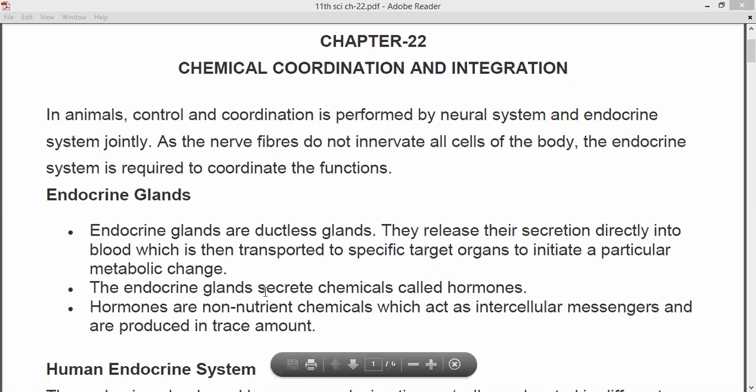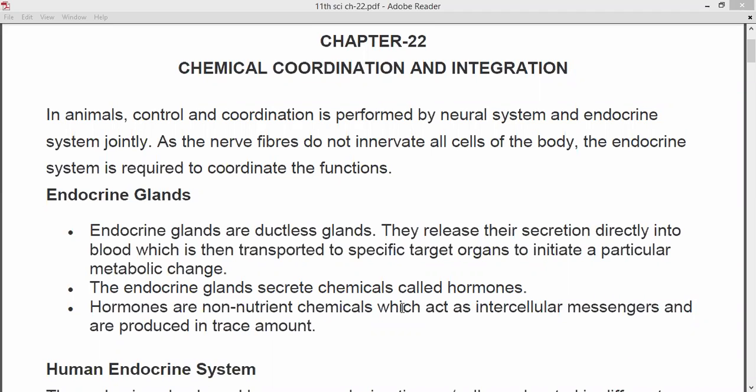Now, the endocrine glands secrete chemicals which are known as hormones, right? Whatever the endocrine glands secrete is a type of chemical, and for this reason, they are known as hormones. Now, these hormones are non-nutrient chemicals, right? Non-nutrient means it does not possess any nutrient part in it. For this reason they are said to be non-nutrient chemicals, and they act as intercellular messengers and are produced in trace amounts, right?